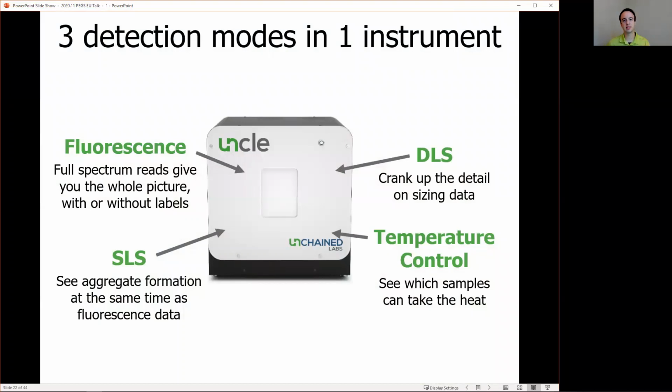They'll be very, very sensitive and rapid and will line up to melting temperature events. And then DLS, or dynamic light scattering, is again going to let you crank up the detail and see size and size distribution data on your samples. And all of this is done with temperature control, so you can take a quick snapshot at room temperature, or you can run a thermal ramp and use these 3 detection methods to get information throughout that experiment.